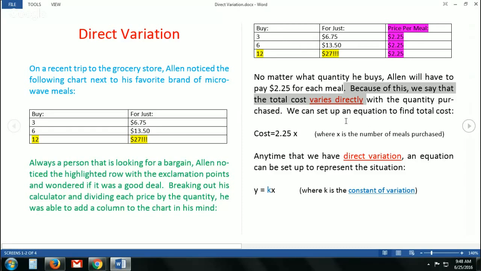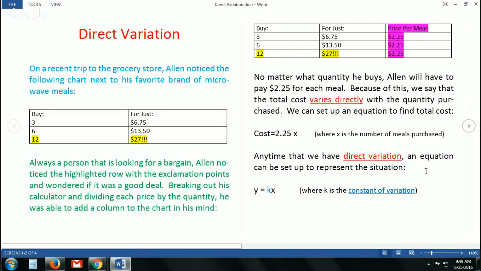We can set up an equation to find our total cost this way. The total cost will equal $2.25, that's the price per meal, times however many meals we purchase. X is the total number of meals that you're purchasing. So the cost equals the price per meal times however many meals we're going to buy.